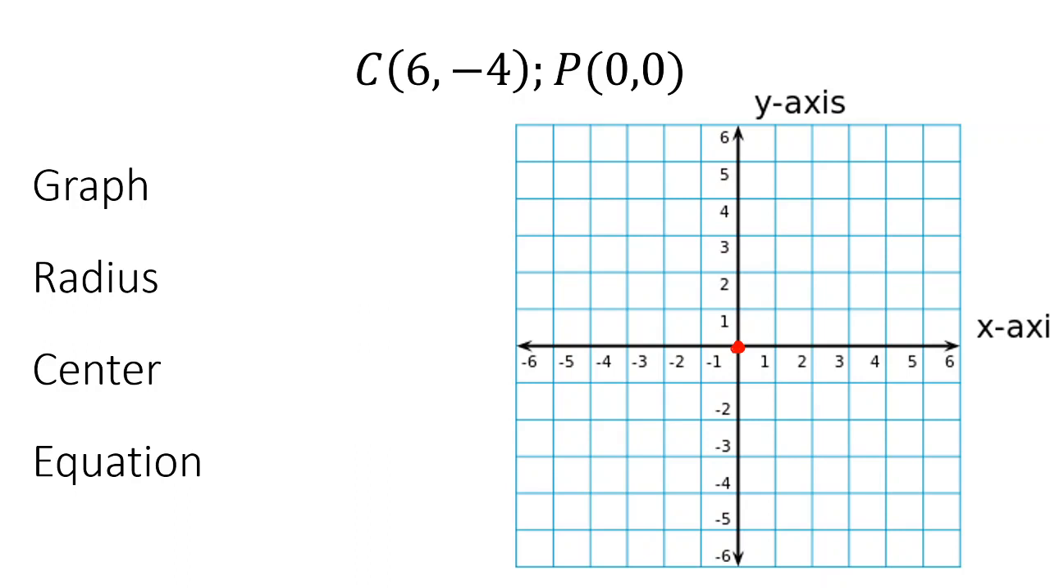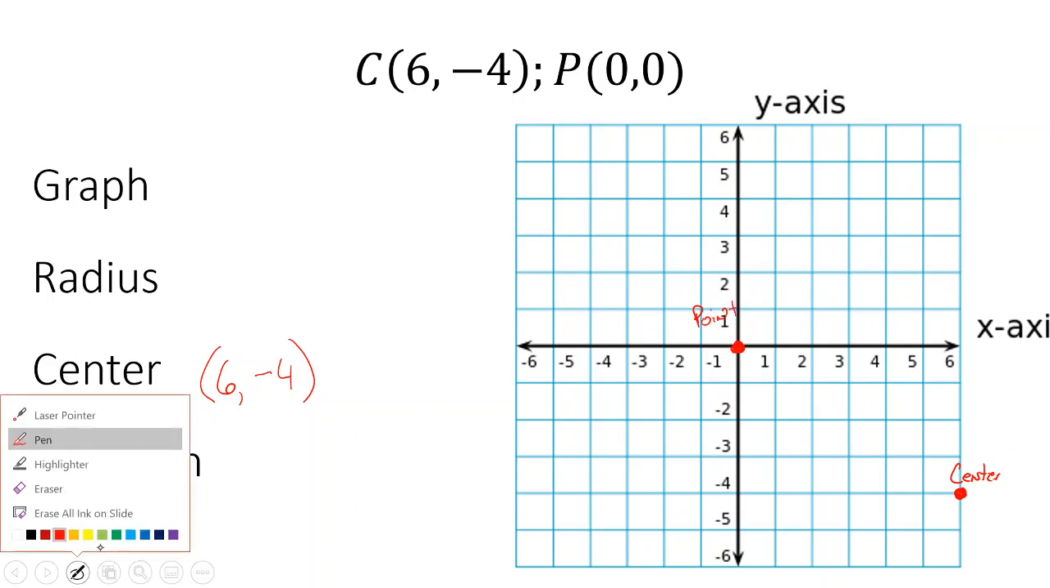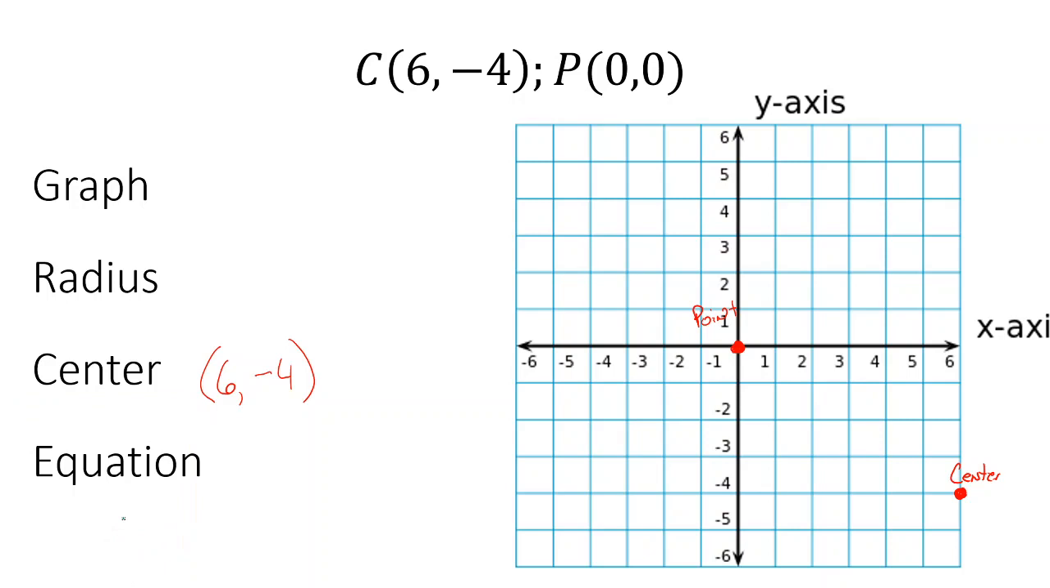It says someplace on the circle is the point 0, 0, and the center is 6, negative 4. We're not told the radius. We got to find the radius out. So we go 6 over and negative 4 down. So this is the center, and this is some point on our circle. So if we want to find the radius, couldn't we sketch the radius? Wouldn't the radius look like that right there? This is the radius.